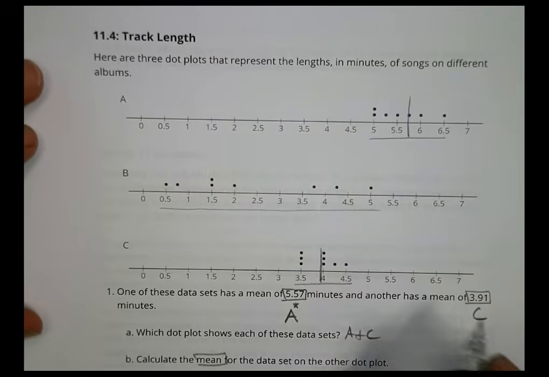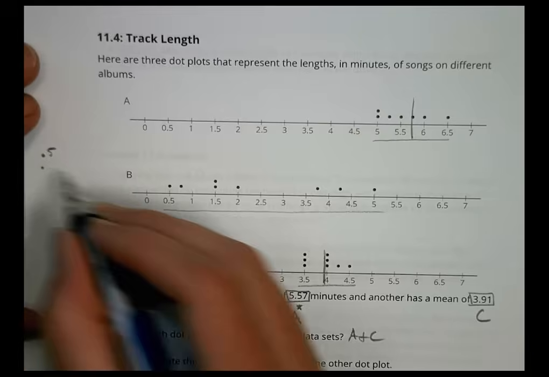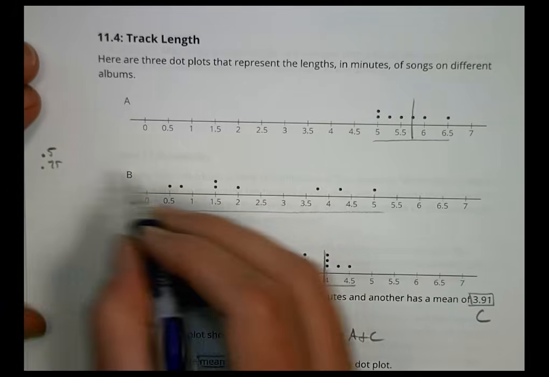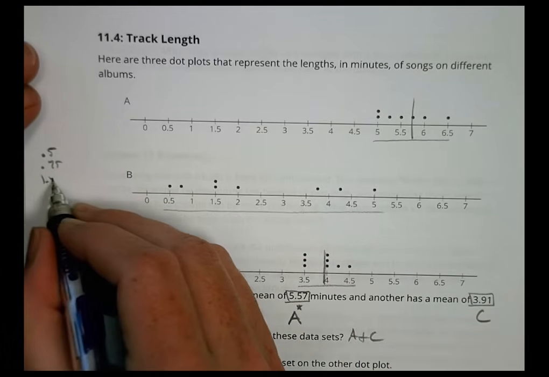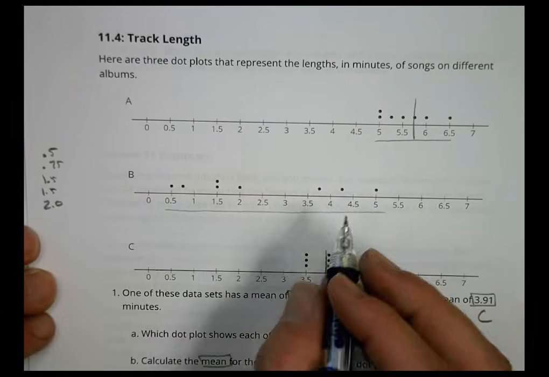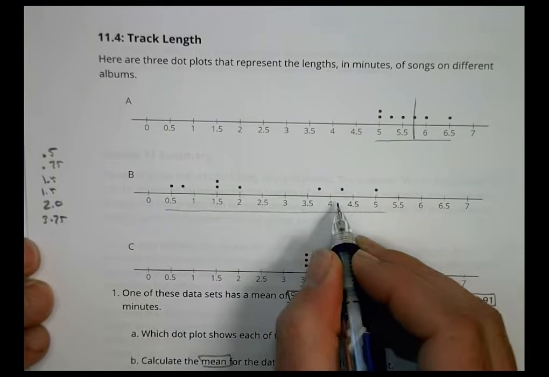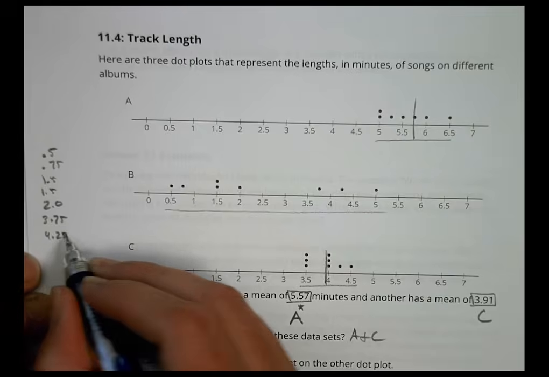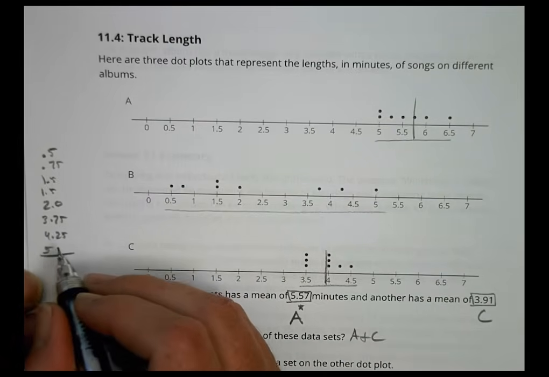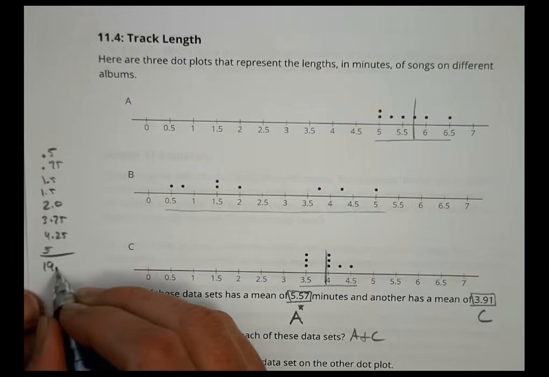We take our 0.5, we have a 0.5, we have a 0.75, we have a 1.5, another 1.5, a 2.0, if you want, a 3.75, a 4.25, and a 5, and we add those up. When we add all those values up right there, what do we end up with? Well, this sums up to be 19.25, but I'm not done, that's just the total.